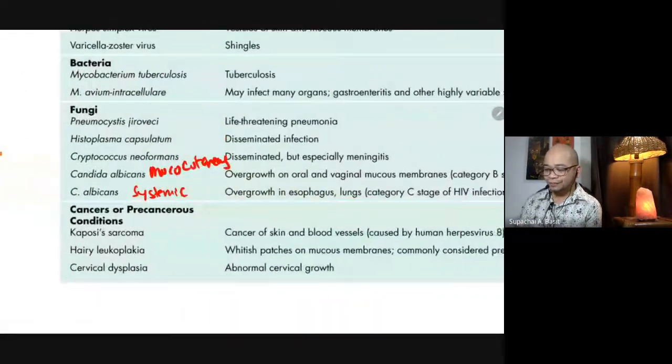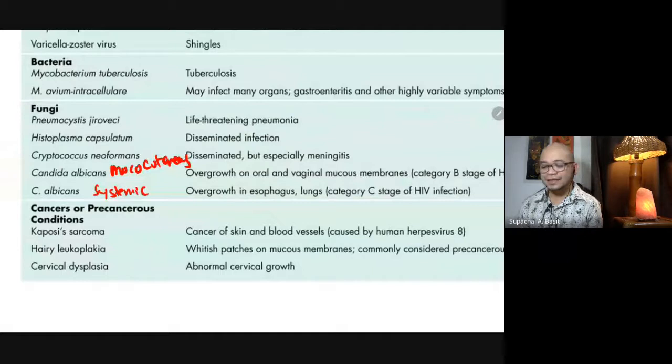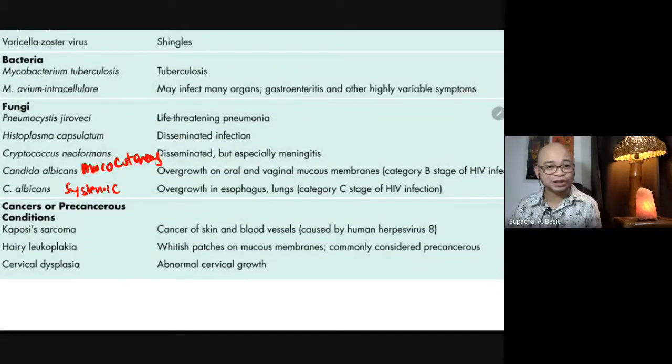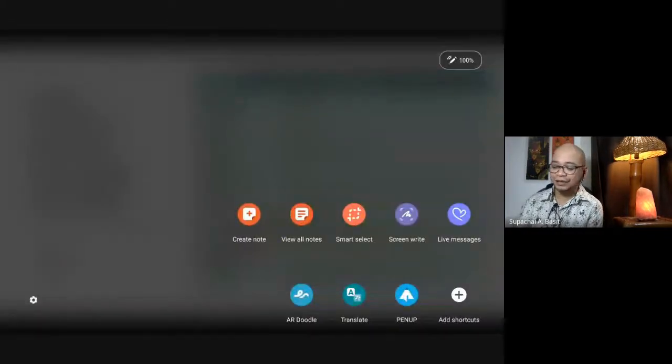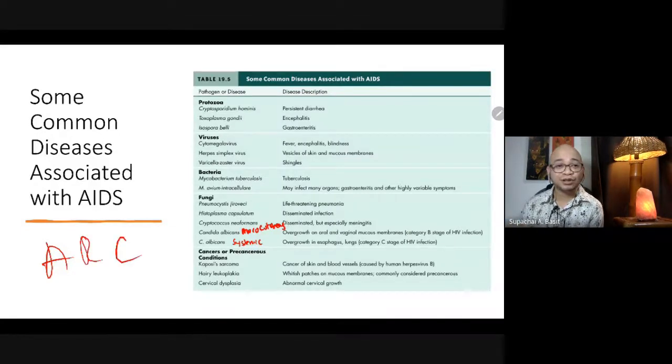These are Kaposi sarcoma, the cancerous skin and blood vessels caused by human herpesvirus 8. Hairy leukoplakia, characterized by whitish patches on mucous membrane, commonly considered precancerous as well. And cervical dysplasia, it is the abnormal cervical growth. So as you can see, there are numerous diseases associated with AIDS. Okay, so it's called the ARC or the AIDS-related complex.